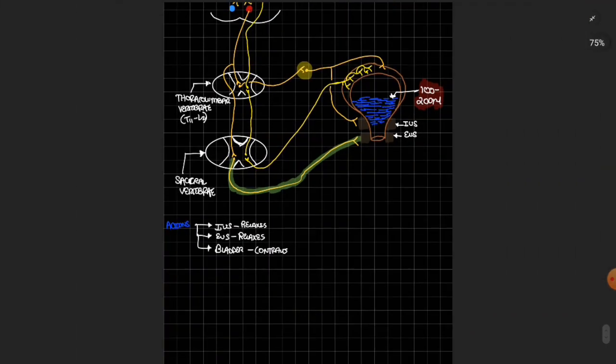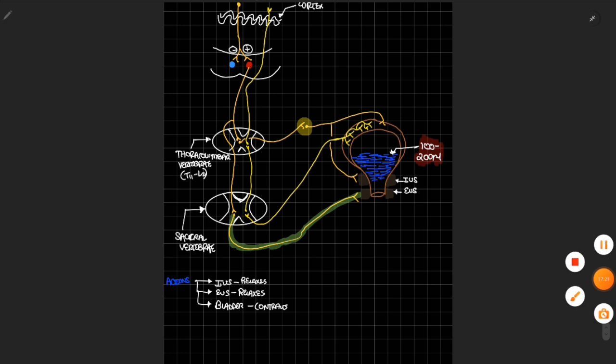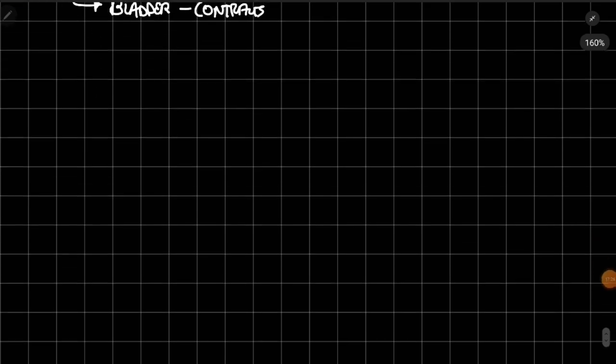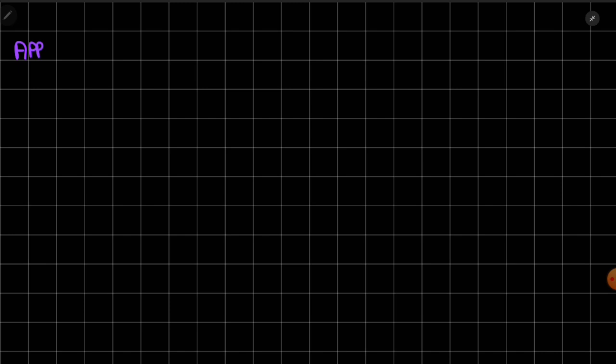So this was all about the micturition reflex. You should remember these two vertebrae, the ganglion, the centers, and the afferents and efferents. So this was all about the micturition center or the micturition reflex. Now talking about some applied aspects of renal physiology, I will give a heading and discuss some basic aspects of renal physiology.